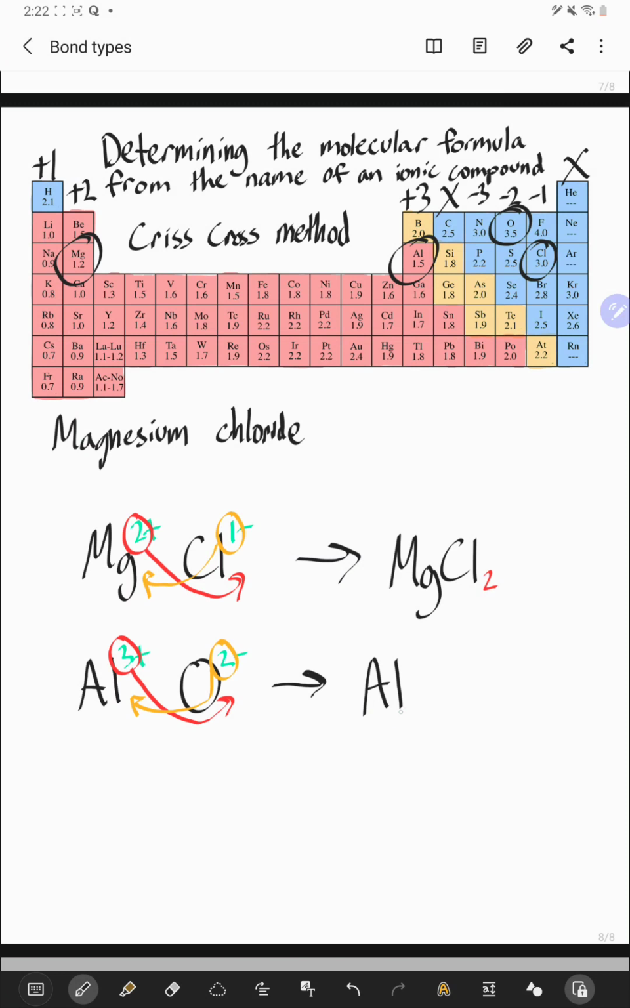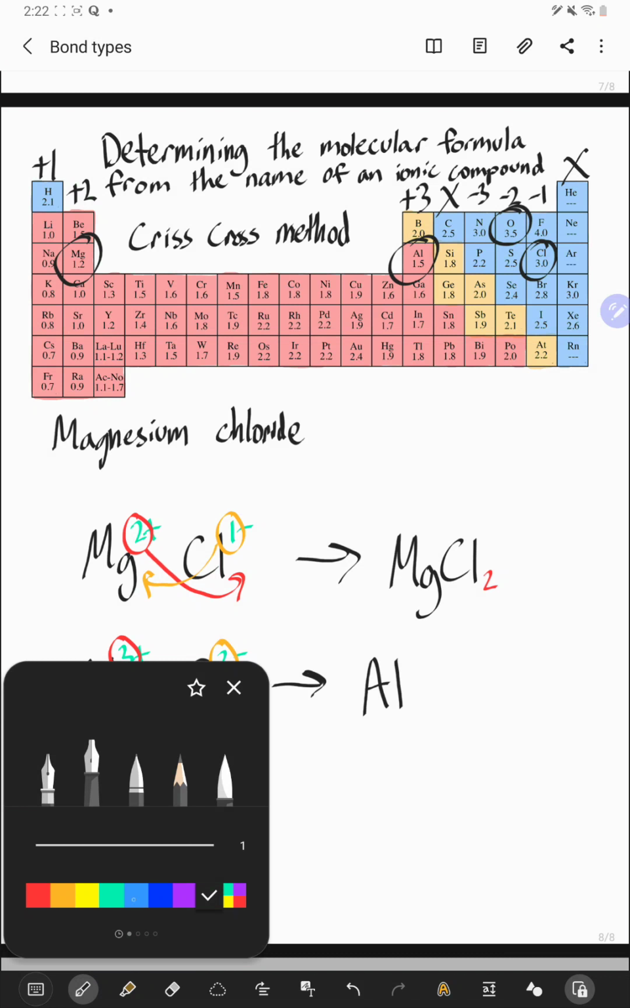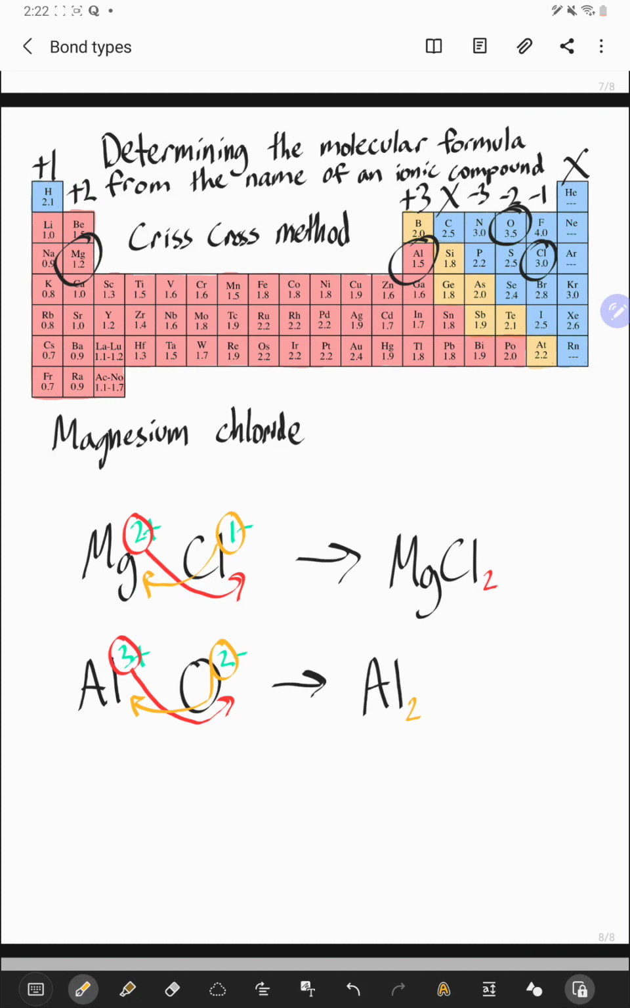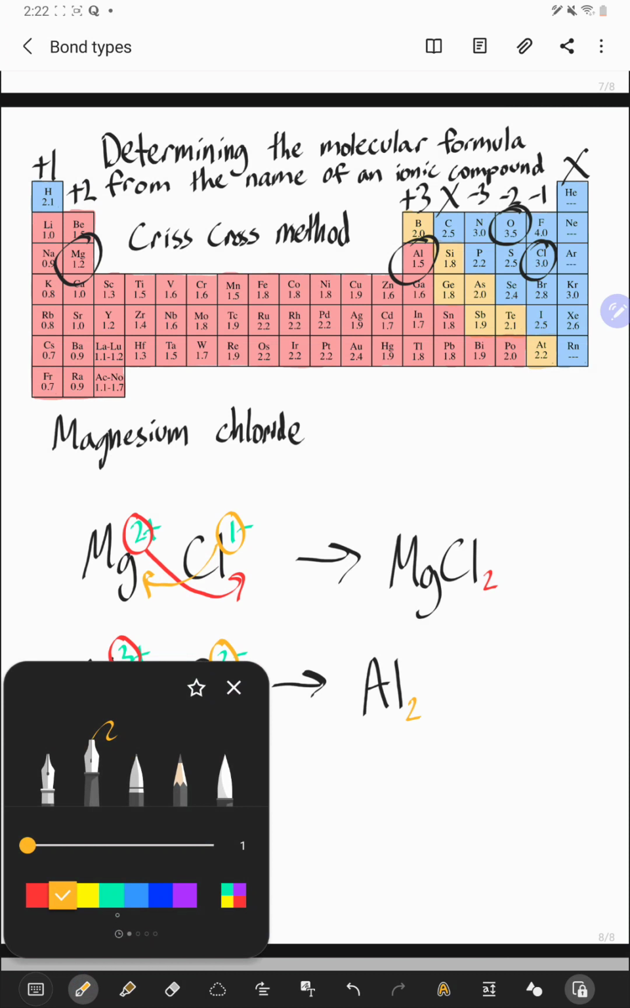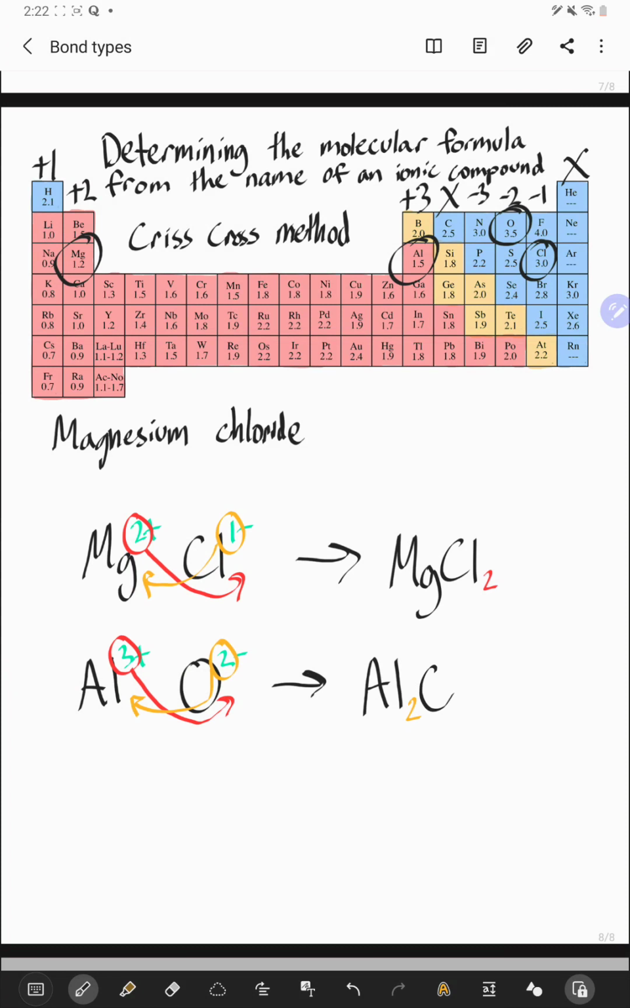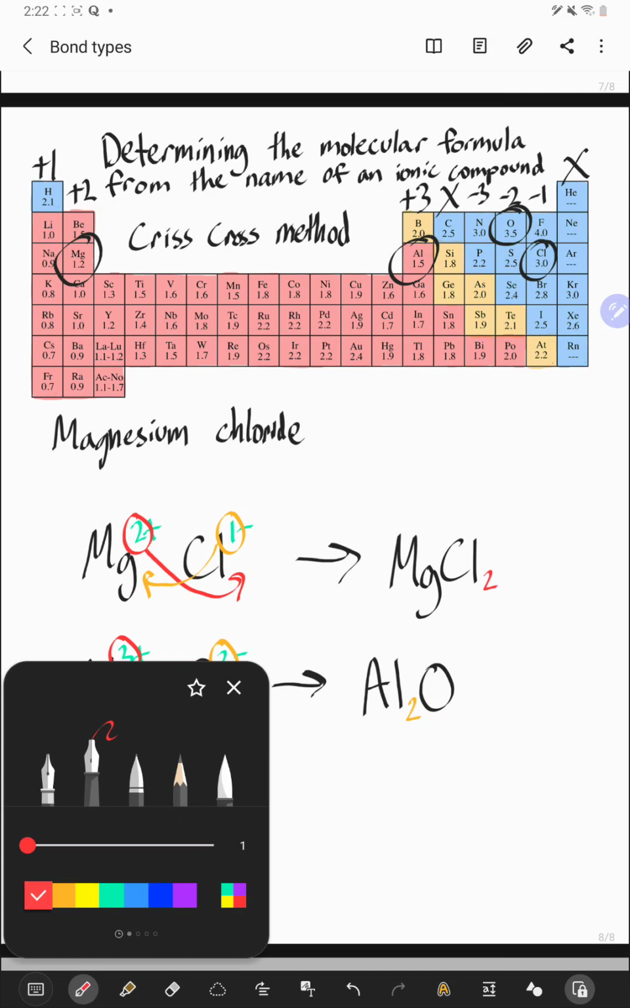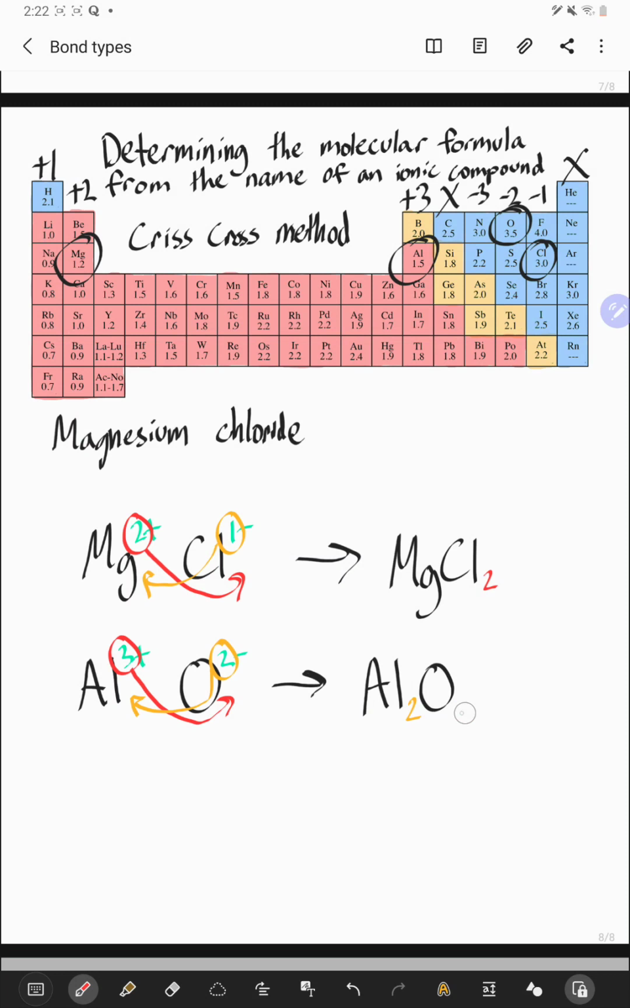we get our answer of Al, and we have 2 aluminums, and then we write O, and there are 3 oxygens. All right, so by far my favorite method because it's just super fast.